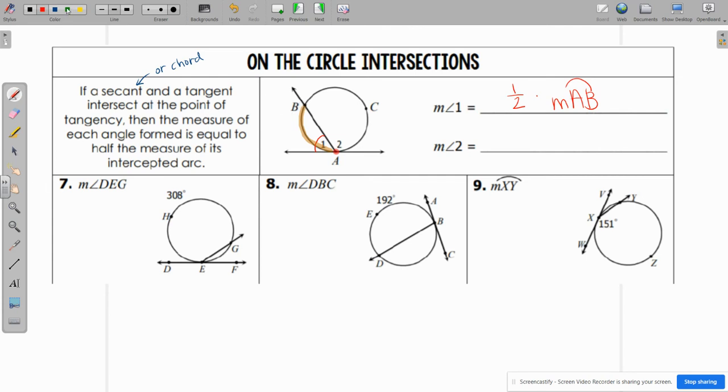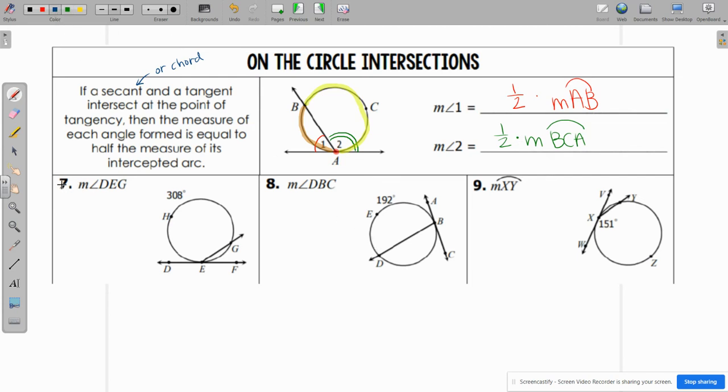The measure of angle 2, so here's the measure of angle 2. Angle 2 is right here. I can see that this angle intercepts this arc all the way around the major arc there of the circle. So that means that the measure of angle 2 is 1/2 of this arc. So the measure of arc, in this case, BCA. So 1/2 times that. So let's practice.